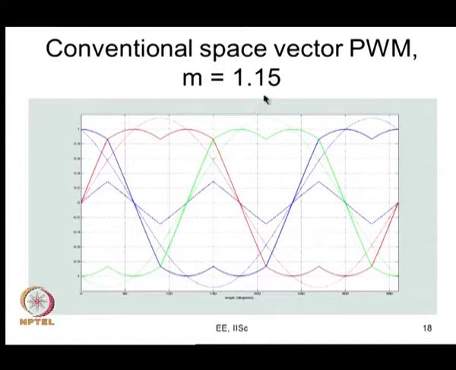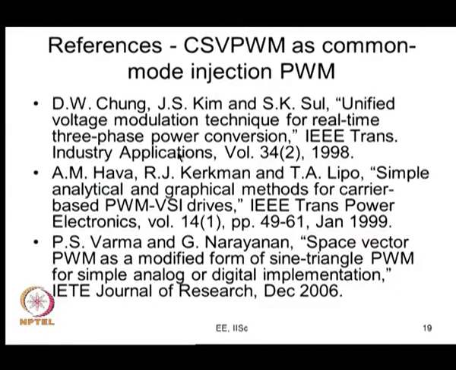Or reciprocal of root 3 by 2, which is sin 60. So, you see that here MR star just touches 1, whereas the peak value of MR is actually higher than 1, that is 2 by root 3. This is what is responsible for the 15% higher DC bus utilization, and so this is conventional space vector PWM giving you higher DC bus utilization.